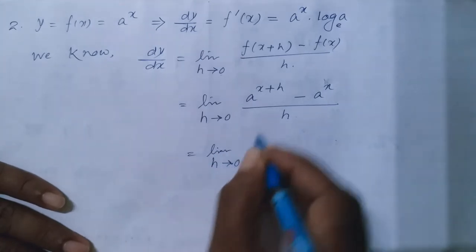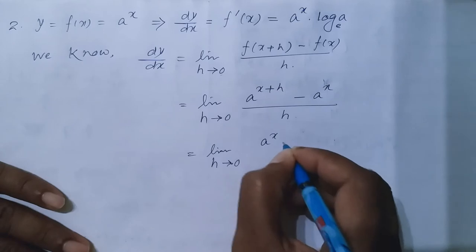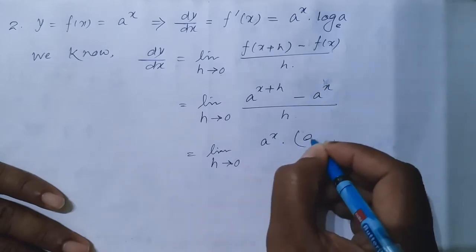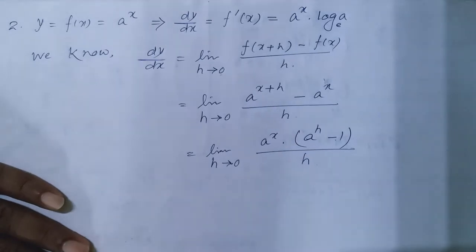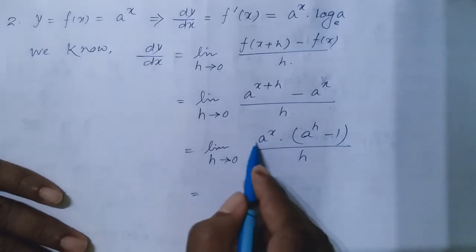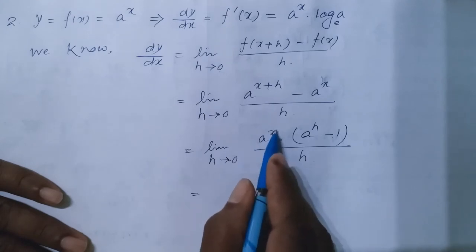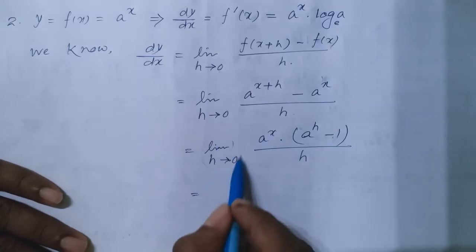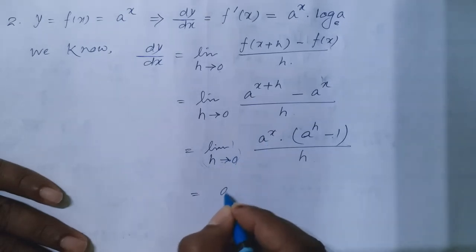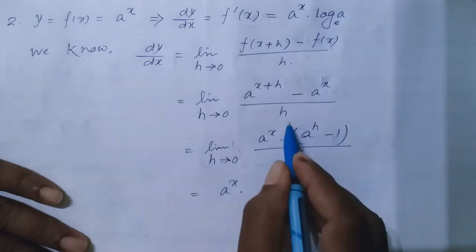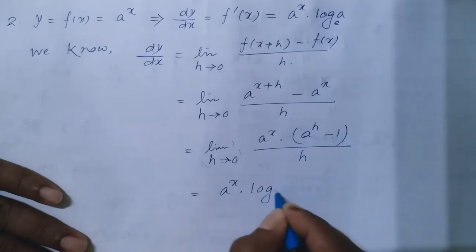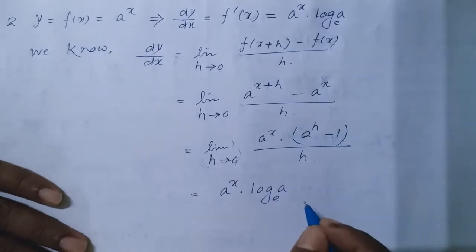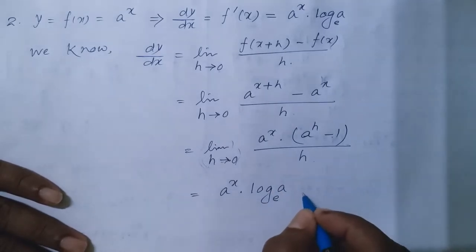Okay, so that is equal to limit of h tends to 0. You see a to the power x can be taken common here, so what will be the term remaining here? It is (a to the power h minus 1) whole term by h. And very simple, a to the power x is constant with respect to the limit, because there is no h, therefore a to the power x remains the same, into what is the limit of this part? We studied earlier, this is log of a base e. So that is the result.